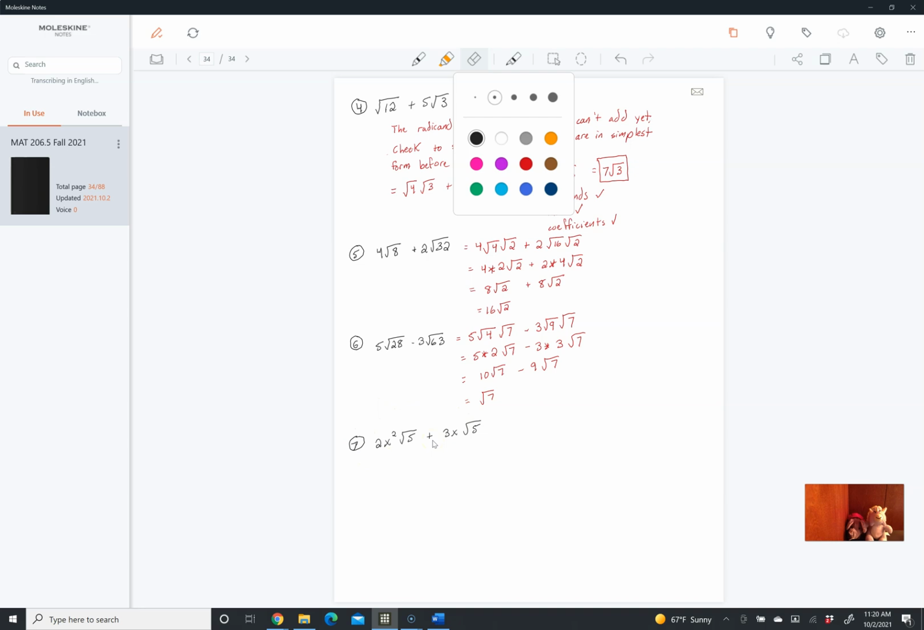Now, if the coefficients are not the same, you're still going to look at the radicands and say, can these be reduced? Can we reduce the radical? Now, here we can't. Remember, you're always checking for this. We can't reduce the radical, which means that we can't add these. There's nothing to do. If you can't reduce the radical, there's nothing to do. Okay? So your answer is just 2x squared square root of 5 plus 3x square root of 5. So the coefficients are not like terms.